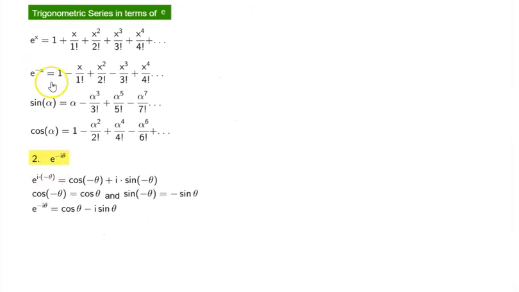Now let's look at e to the power of minus i theta. We substitute x with minus i theta. e to the power of i times minus theta, we can write this as cos minus theta plus i times sine minus theta. Cos minus theta will be equal to cos theta and sine minus theta is equal to minus sine theta, which means e to the power of minus i theta is equal to cos theta minus i sine theta.